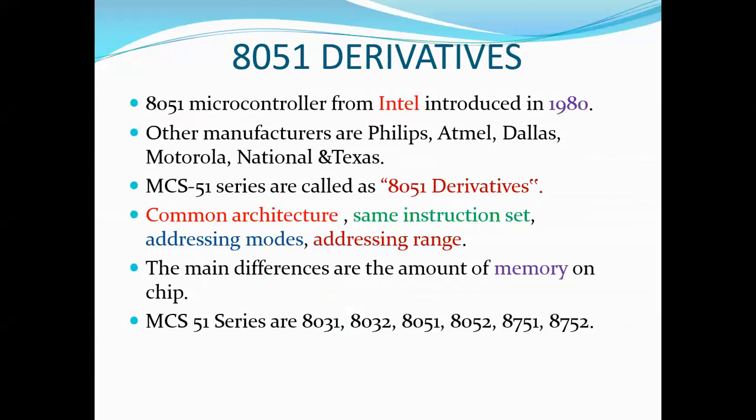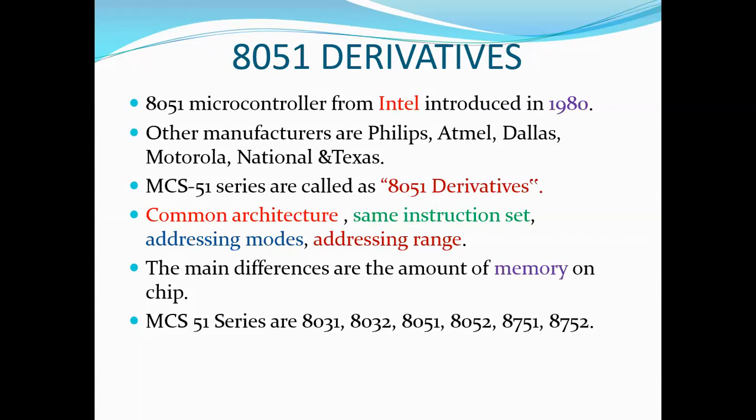Different types of 8051 microcontroller. The first 8051 microcontroller was introduced by Intel in the 1980s. Afterwards, Philips, Atmel, Dallas, Motorola, National and Texas, like that, more companies developed the same series of microcontroller. It's called 8051 derivatives. In developing these microcontrollers, they used the same architecture, same instruction set, same addressing modes and same addressing range. The only difference is the memory, how much memory is available. All are microcontrollers.